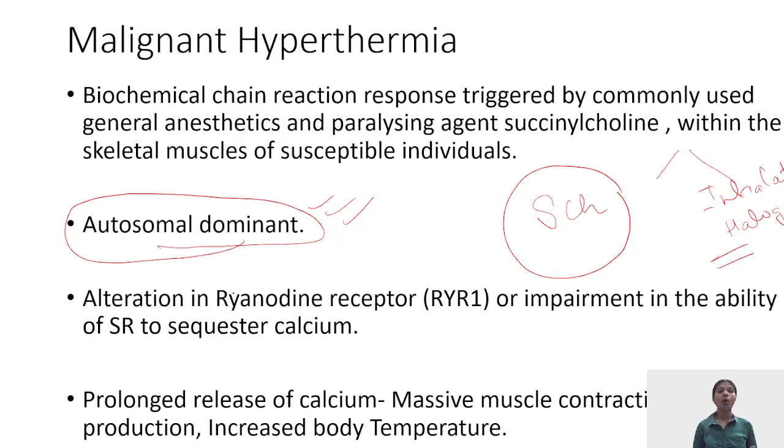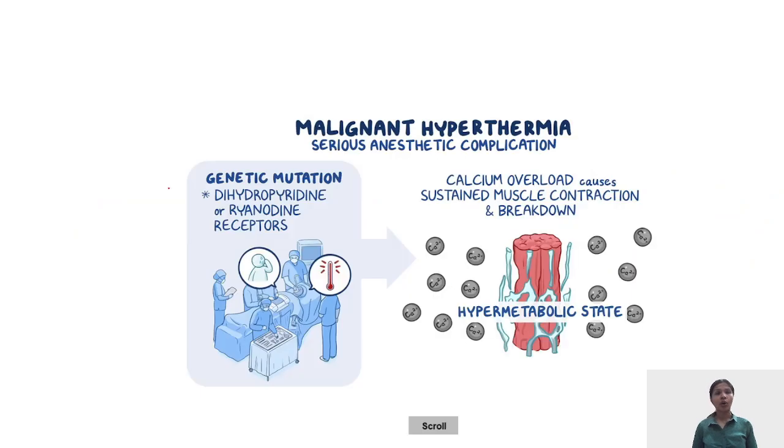Actually, there is alteration in your ryanodine receptors. Your ryanodine receptors are altered, or your dihydropyridine receptors, which are calcium channels. They get genetically mutated, because of which your sarcoplasmic reticulum is not able to sequester the calcium, and thus you have excess of calcium in the body.